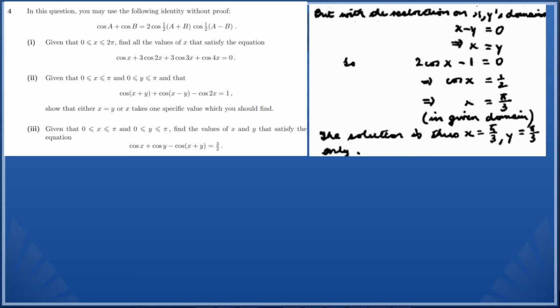We take the 1 to the other side so that we've got cos x equals 1/2, x equals pi on 3 in the given domain for the value of x. We can see that that does in fact lie between 0 and pi, so we are all good. And given that we know that x equals pi on 3, we can see from the previous equation, since x minus y equals 0, y must also be equal to pi over 3, and that is in fact our only solution. That concludes question 4.